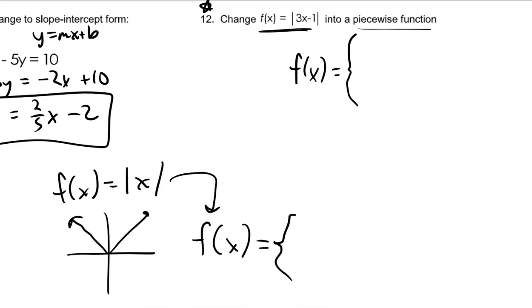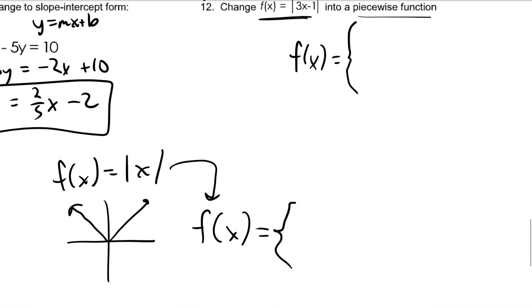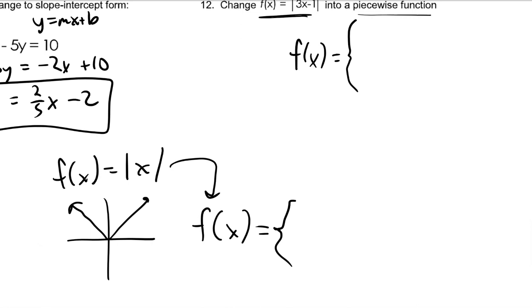Absolute value of x is not a linear function because it turns, like it switches direction at some point. Linear lines go forever in one direction. They keep the same slope. There's no curvature to them. But I can think of it in pieces. So right here, this piece is linear.